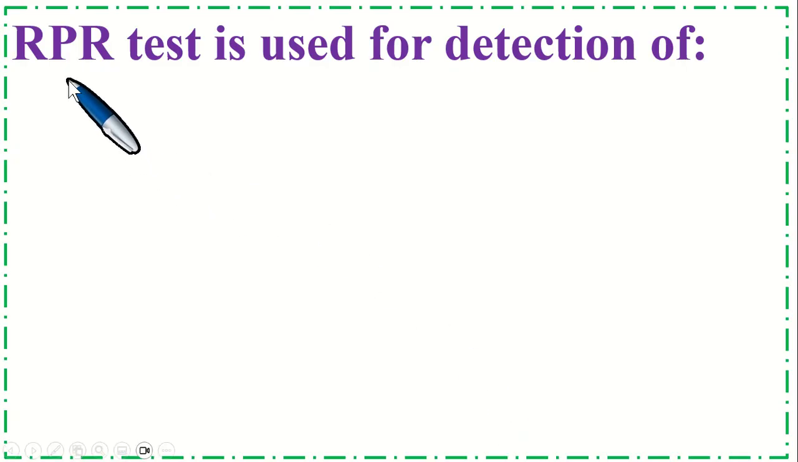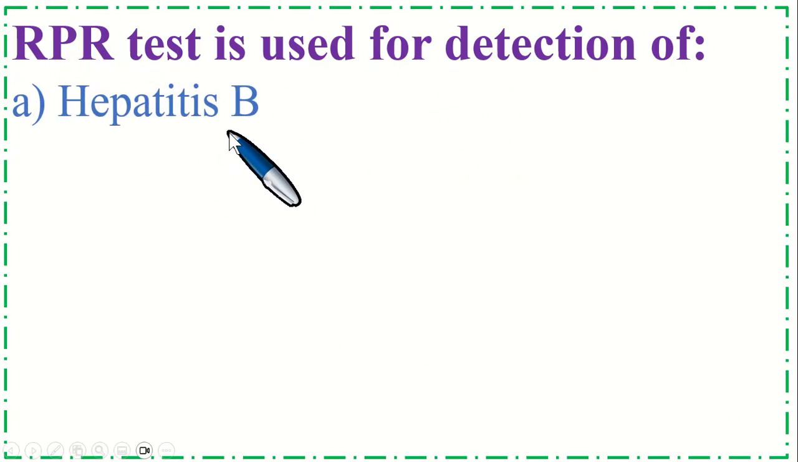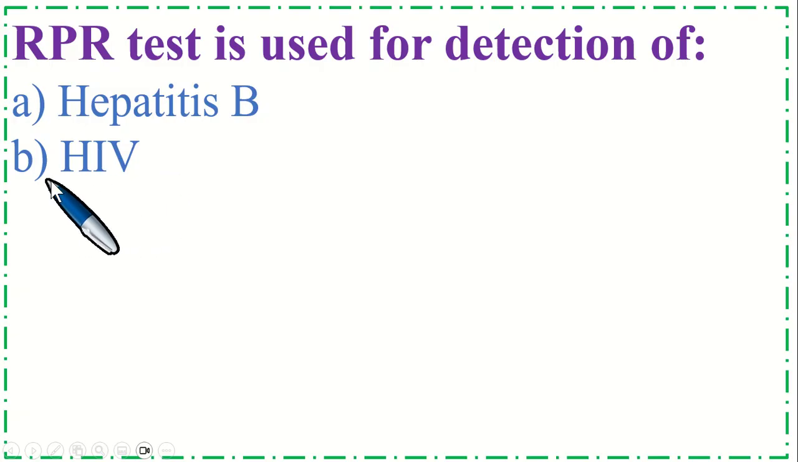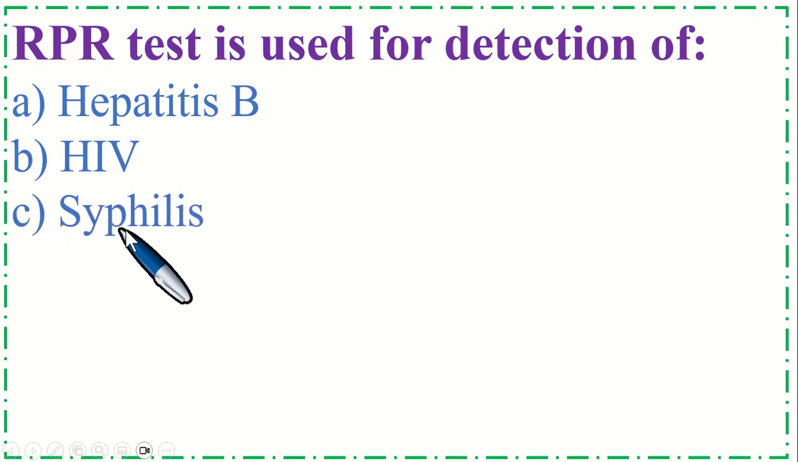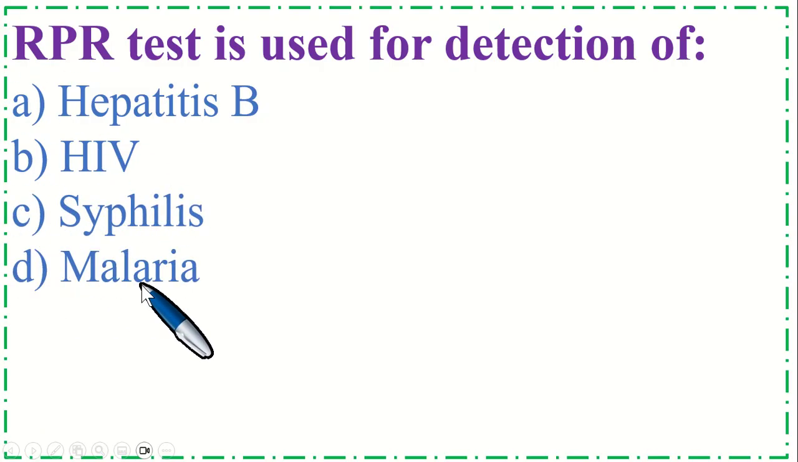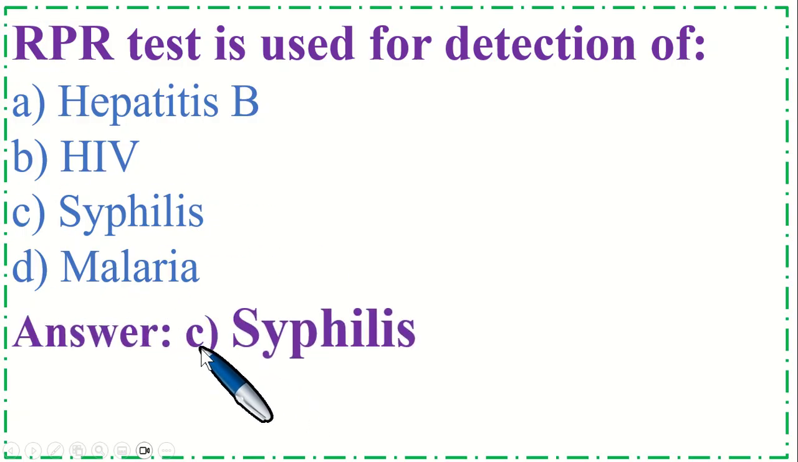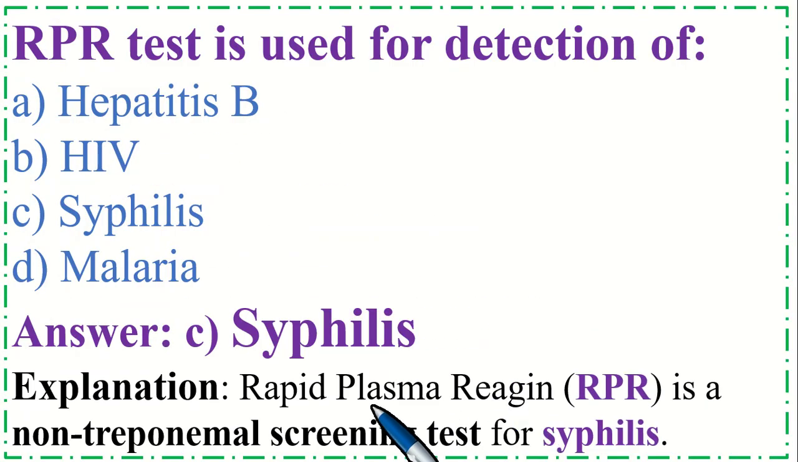The RPR test is used for detection of option A hepatitis B, option B HIV, option C syphilis, option D malaria. So the correct option is C syphilis. Explanation is RPR is a non-treponemal screening test for syphilis.